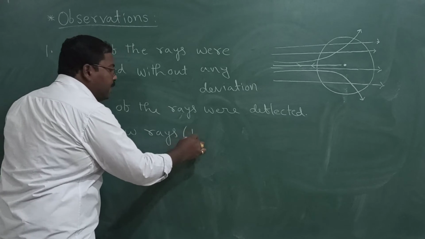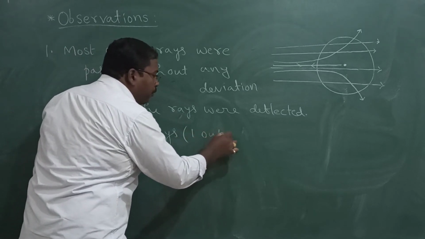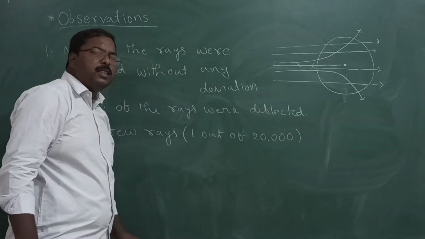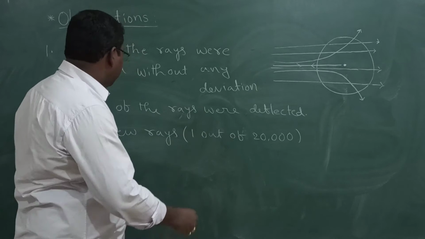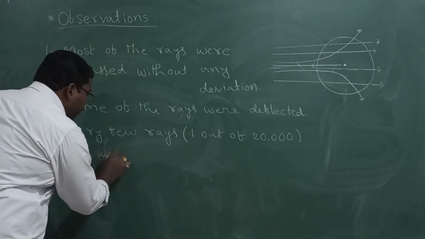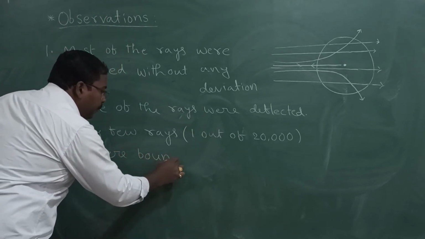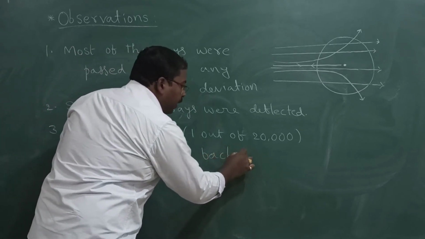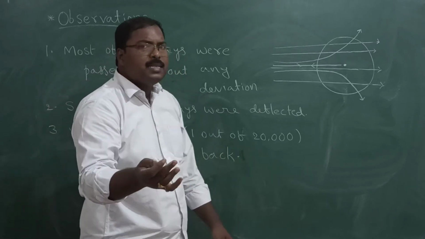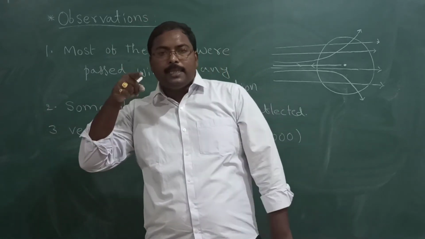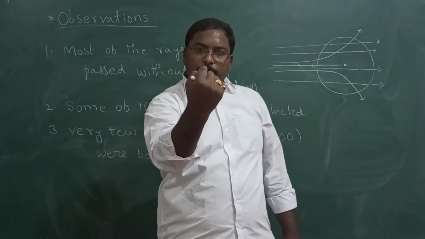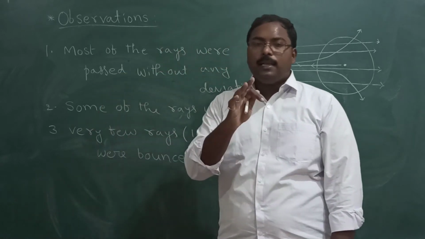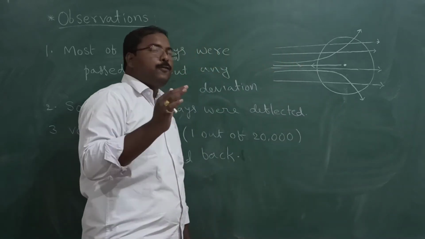Very few in the sense, just one out of 20,000 rays. Okay? So that much, very few rays were bounced back in the same direction. In whatever the direction he passed the ray, some of the rays came back in the same direction. Okay? So those are the three types of rays he observed from the experiment.